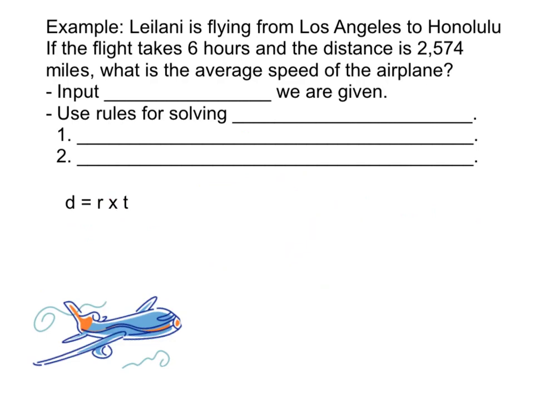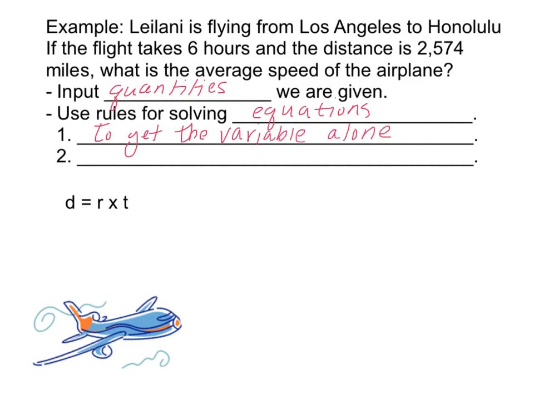So first off, we need to input the quantities that we are given. And then we are going to use the rules that we learned for solving equations in algebra. The first rule we always had was to get the variable alone. So we want to take the unknown quantity and have it on one side of the equation by itself. And then the second rule was we always wanted to use that golden rule, which states what you do unto one side, you must always do unto the other.